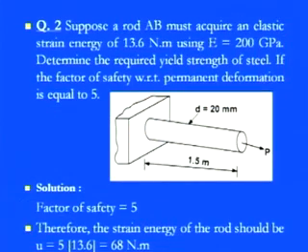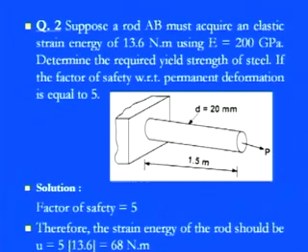Now we are going to the second numerical problem. Suppose we have a rod AB, and it must acquire an elastic strain energy of 13.6 Newton meter, with Young's modulus of elasticity 200 gigapascal. We need to determine the yield strength of the steel, considering fracture, that is, up to the rupture, and the factor of safety which we are considering against permanent deformation and fracture is equal to 5. So we need to take a factor of safety of 5 to avoid the rupture or fracture failure.